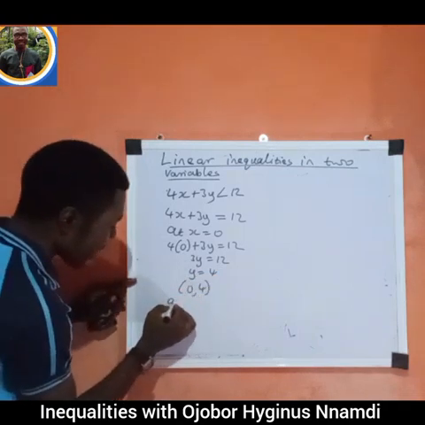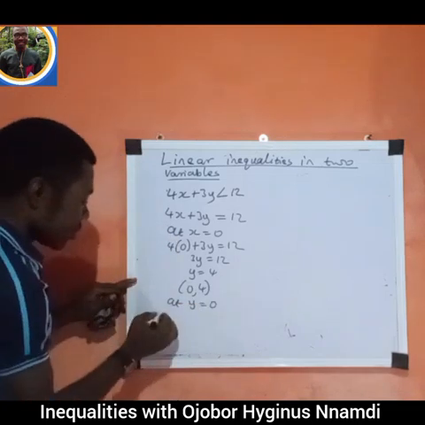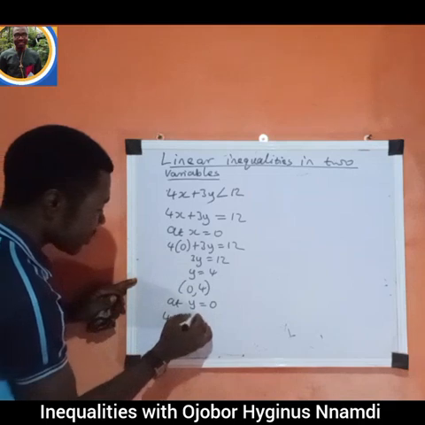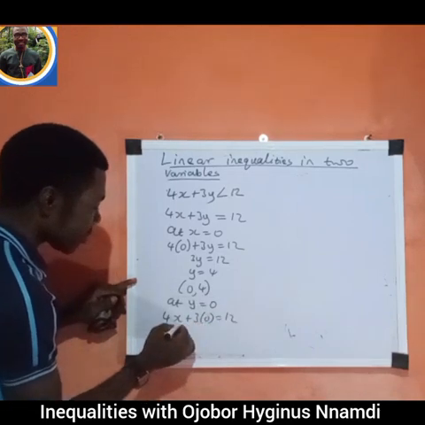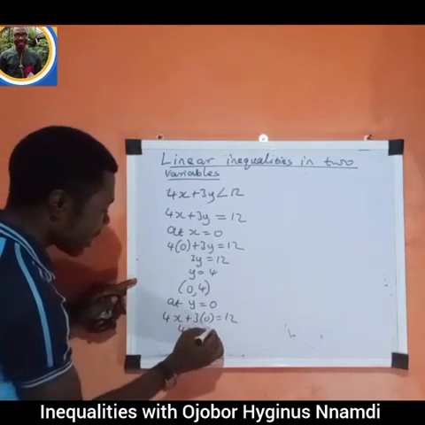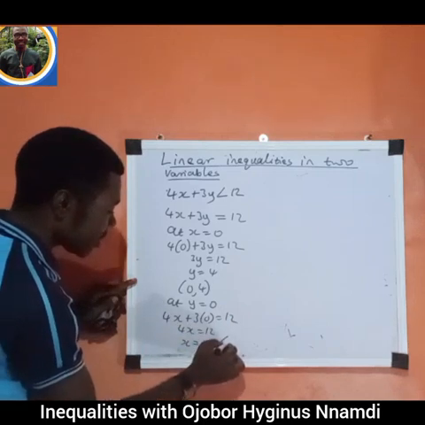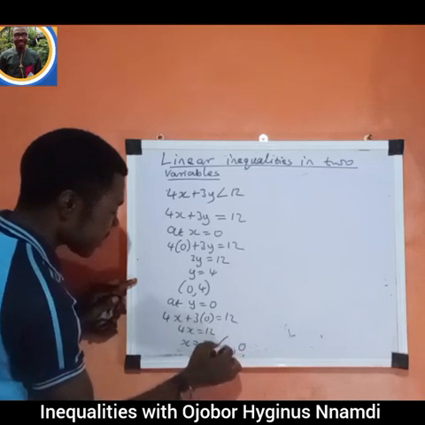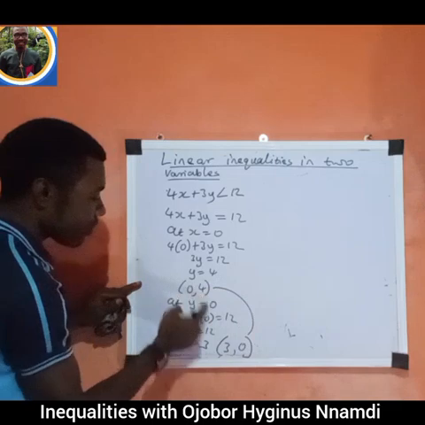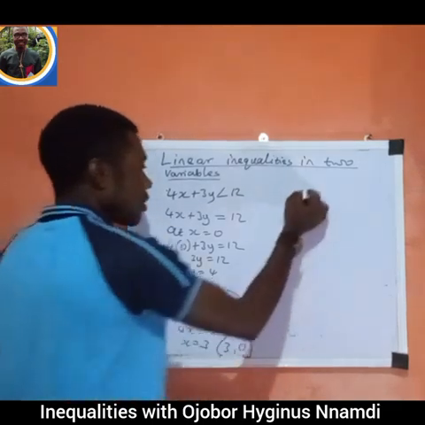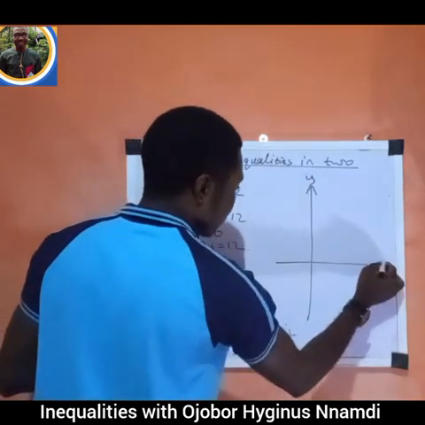Then you check at y equals 0, what will x be? So we have 4x plus 3 times 0 equals 12. 3 times 0 is 0, so 4x is 12. That means that x is 12 over 4, which is 3. So the point will be, at y equals 0, x is 3. So these are the 2 points we have, (0, 4) and (3, 0). Then on a Cartesian plane, we have y, we have x.